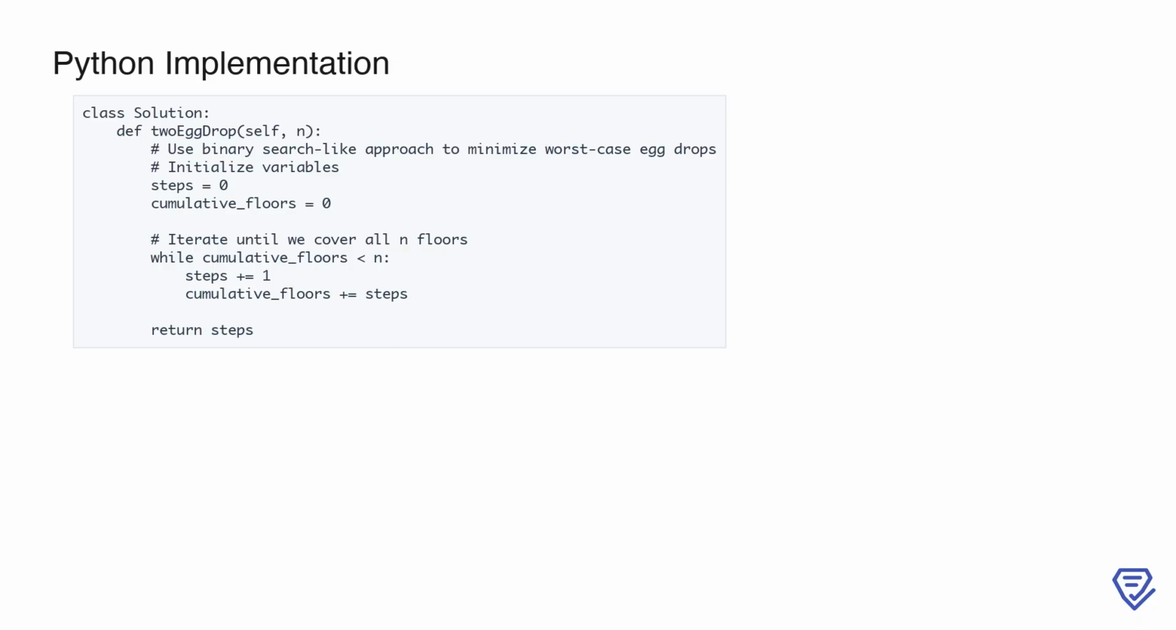3. Return statement. When the loop ends, the steps variable contains the minimum number of drops required to cover all n floors in the worst case.